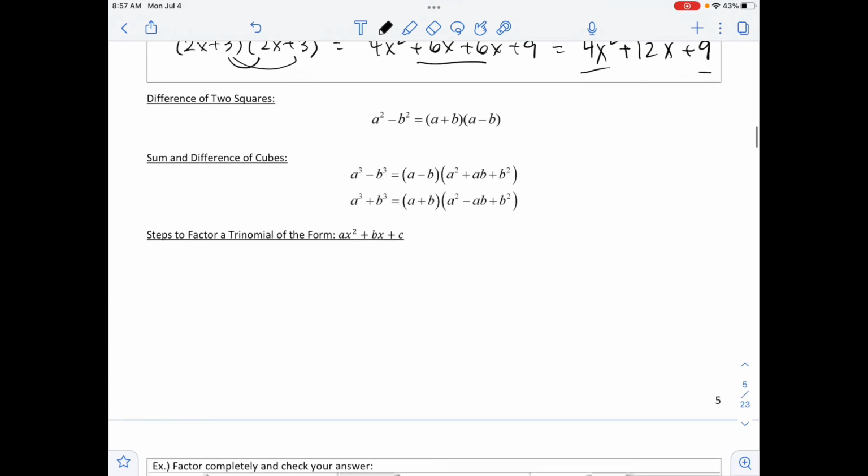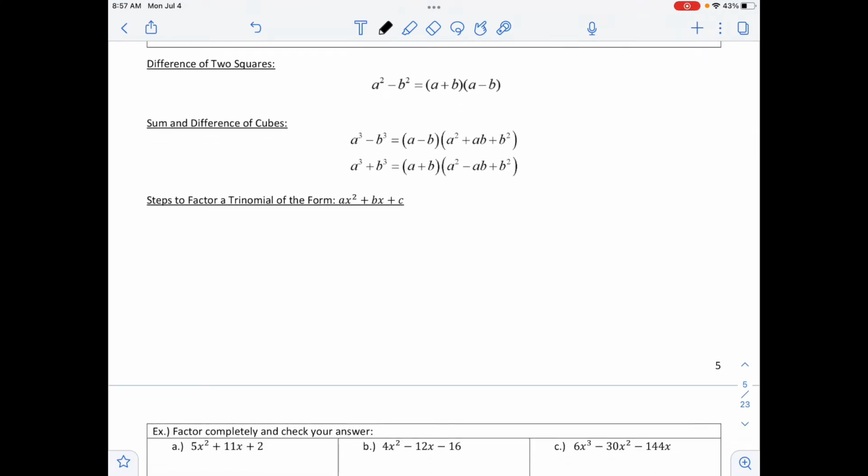The next set of formulas that we have down here are definitely ones that we need to memorize. We have the difference of 2 squares, and then we also have the sum and difference of cubes. The difference of 2 squares we saw previously in an example on the previous page. So you have a squared minus b squared. This is equal to a plus b and a minus b being multiplied together, those two factors. And then we have the sum and difference of cubes. So we have a cubed minus b cubed, and you'll notice that right below it, a cubed plus b cubed, the formulas look almost identical. The difference is going to be the signs that we have.